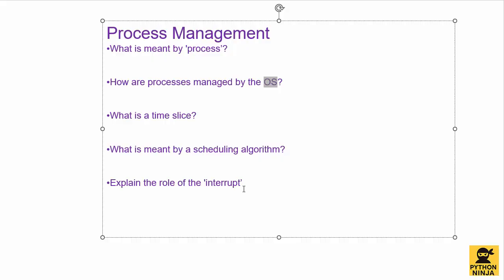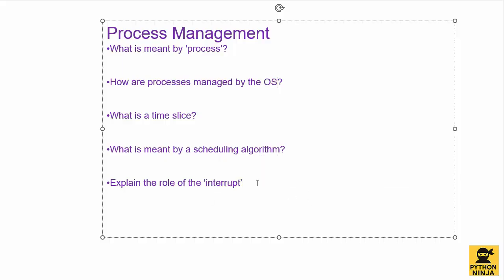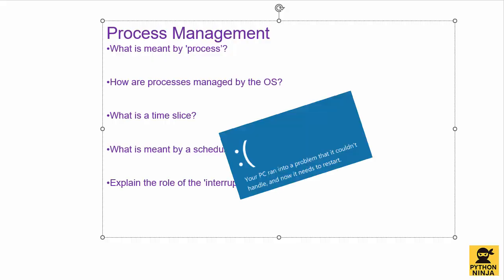Okay, now what we haven't really talked about is the role of the interrupt. So your computer is going about its business, minding its own business, and maybe you're printing out something. Okay, now if you don't have a way of managing what happens when the printer runs out of paper, then the computer will crash.